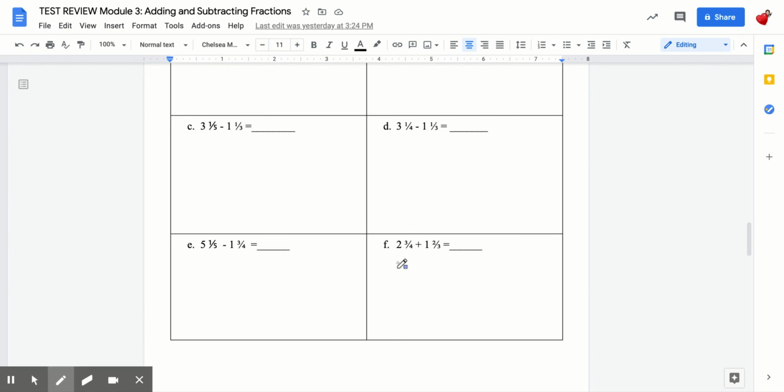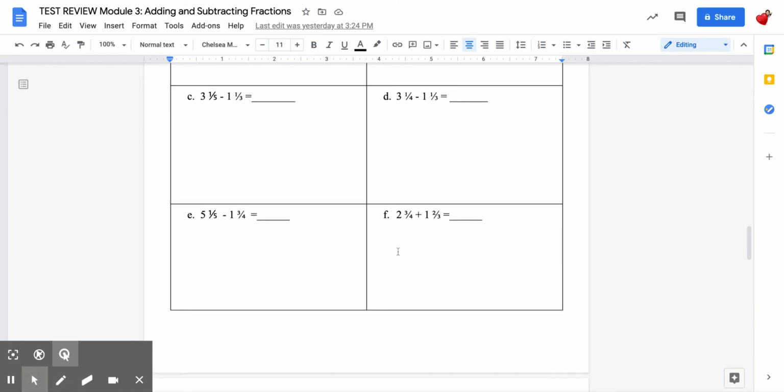Let's do 2 3/4. Actually, you can do 2 3/4 plus 1 2/3 on your own.